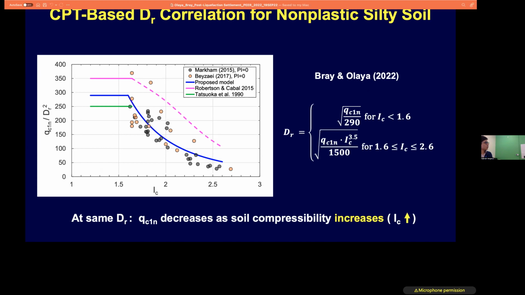Our model is this blue line that follows the data, but we didn't want to use just one relationship. So we also used the Robertson and Cabal 2015 CPT relationship, but we extended it to more compressible materials because it was originally developed for clean sands, this area. So we had to use their liquefaction correction factor for compressibility to be able to use it. We're using the average of those two.